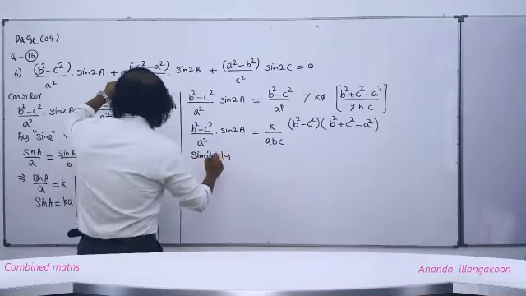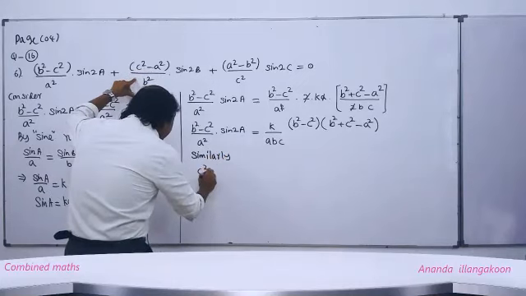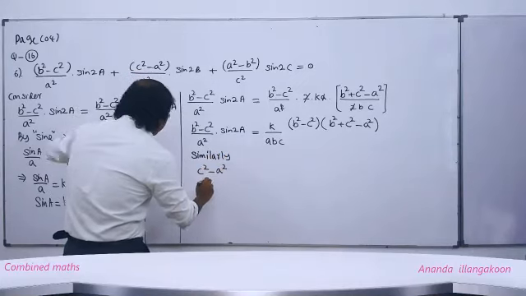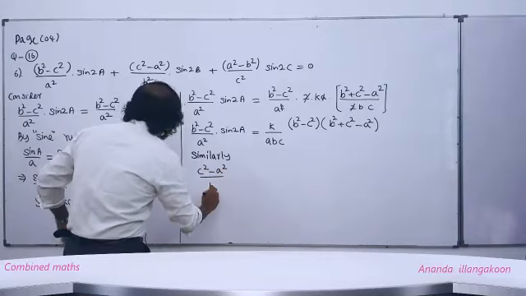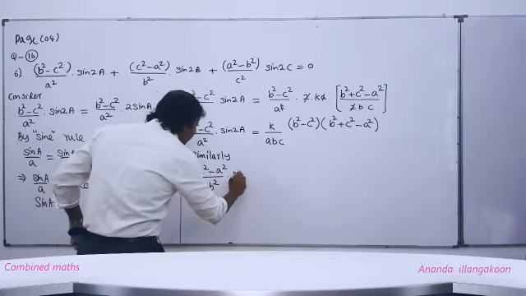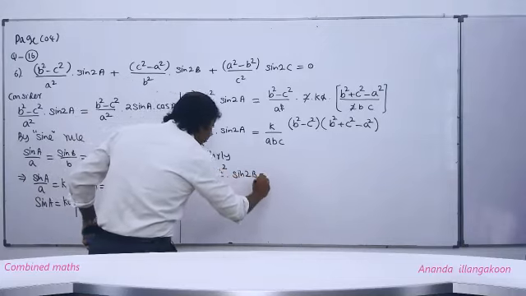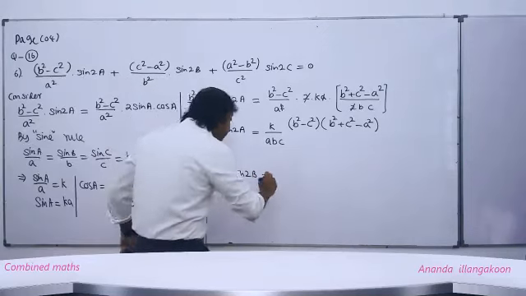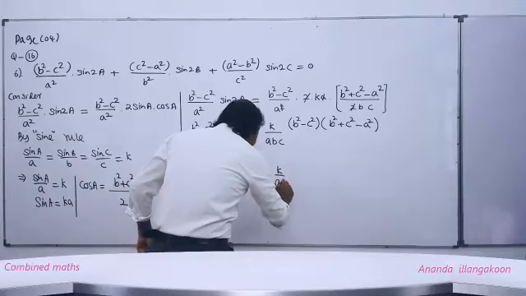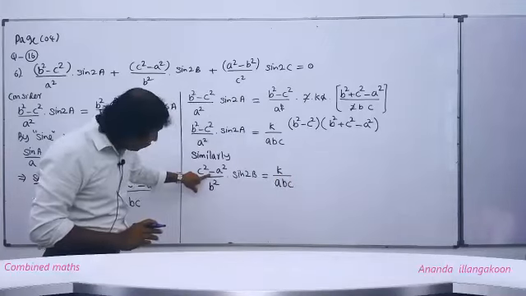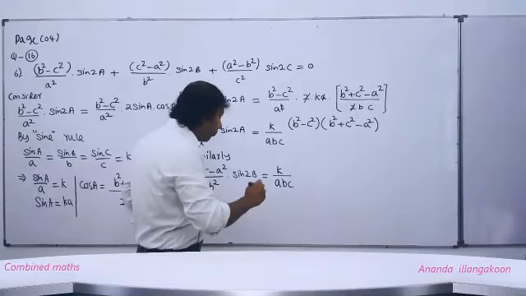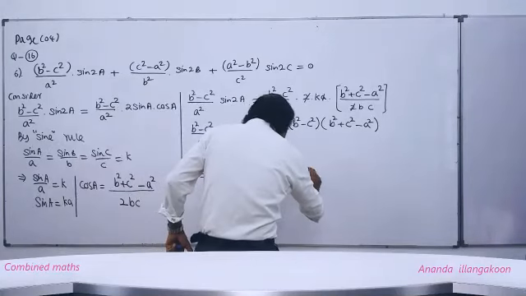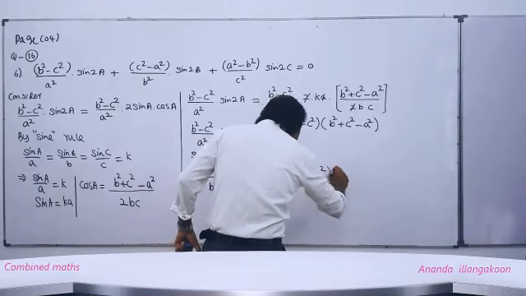Now we can write for this: (c squared minus a squared) divided by b squared, sin 2B. From abc, this term should come the same way: c squared minus a squared.